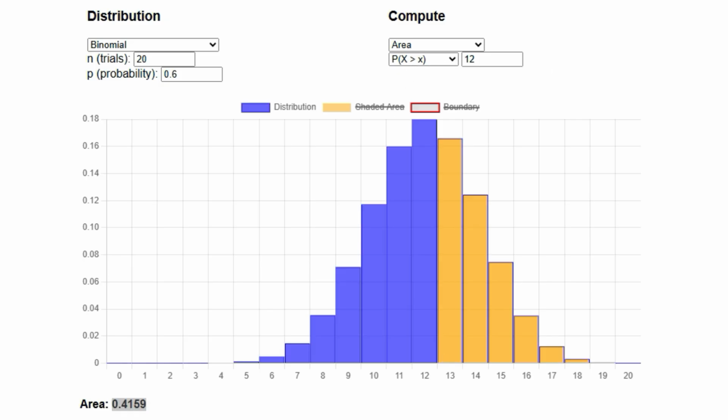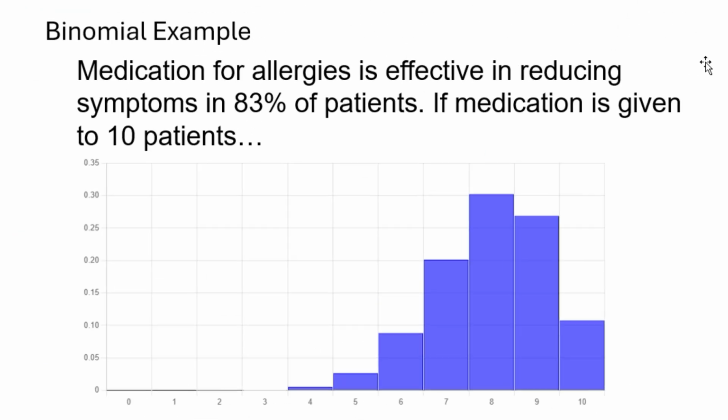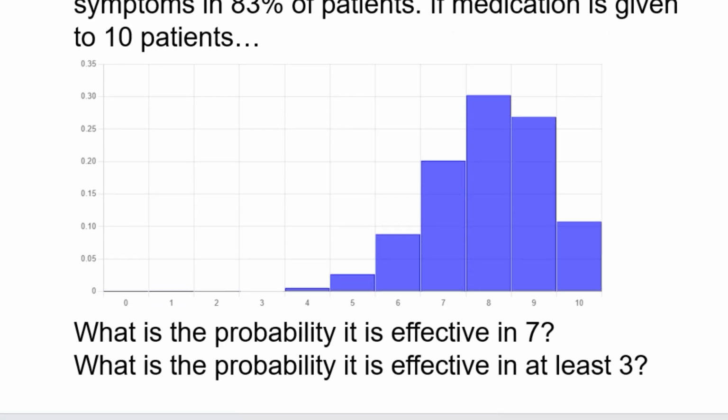Let's look at a quick example of computing probabilities from the binomial distribution using this distribution calculator. In this example, we have a medication for allergies, and we know that it's effective at reducing allergy symptoms in 83% of patients. So our success probability is 0.83. That is not a probability that's going to be given in that binomial table. If the medication is given to 10 patients, here are the probabilities we want to find.